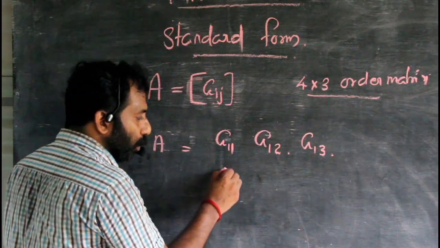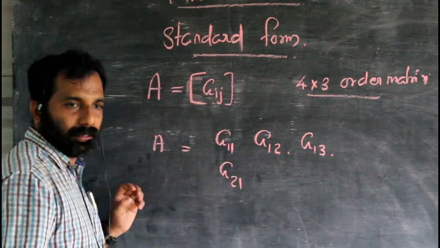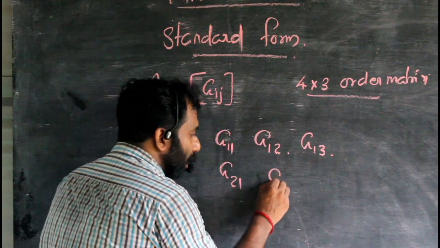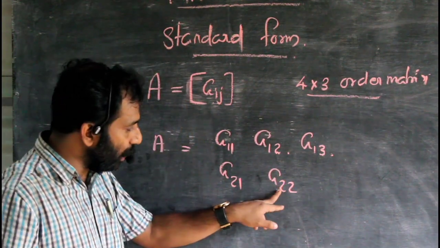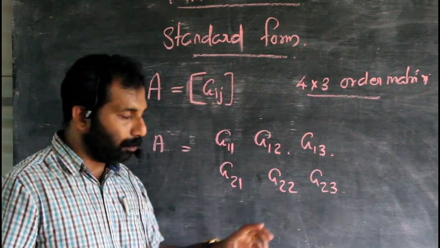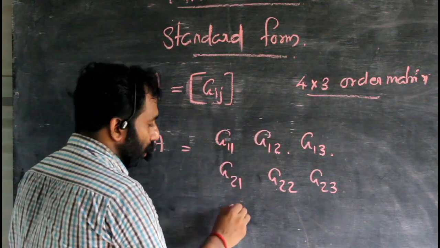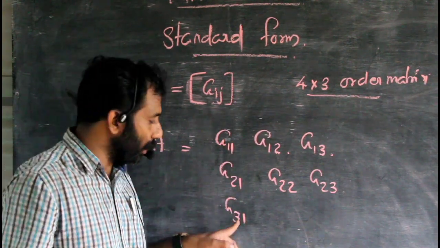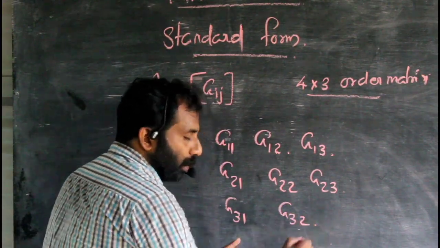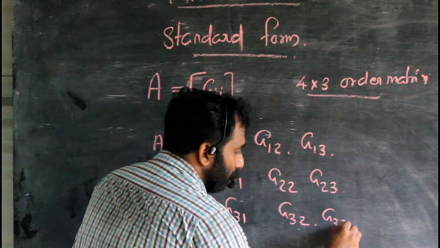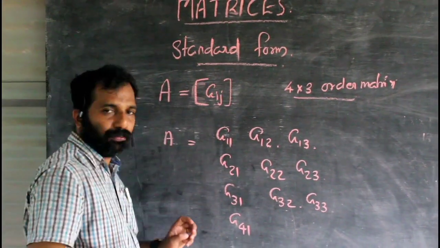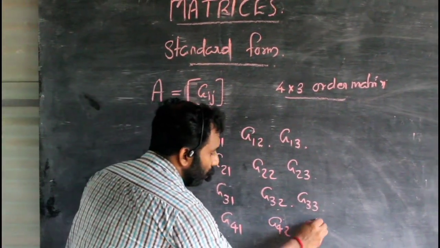The same way, the second row, it is A21. That is, A21 represents the element in the second row, first column. A22 means the element in the second row, second column, and A23 means second row, third column. Now A31 represents third row, first column. A32 represents third row, second column. A33 represents third row, third column. And finally the fourth row, that is A41, A42 and A43.